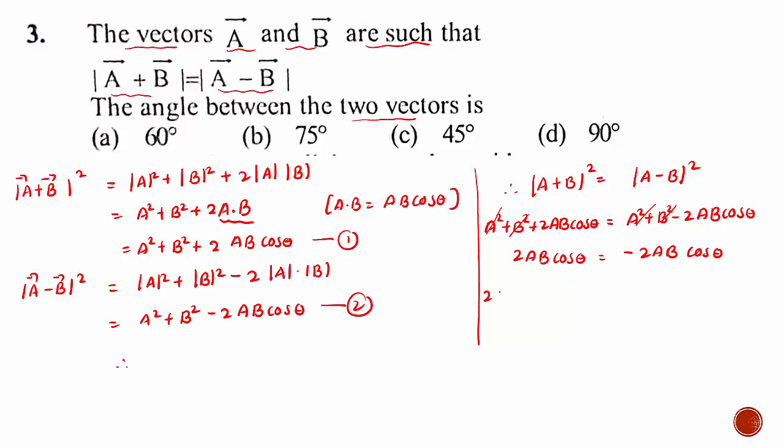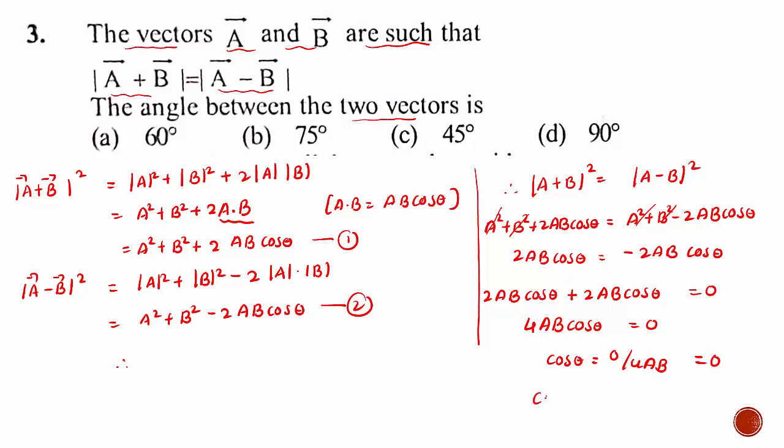Or we can write this equation as 2AB cos theta, keep as it is, minus 2AB cos theta we can take on LHS side. It will become plus 2AB cos theta is equal to 0. So 2AB cos theta plus 2AB cos theta will be how much? 4AB cos theta is equal to 0. Or we can write cos theta equal to, remaining terms we can take on RHS side. So 0 divided by 4AB means what? 0. So we got cos theta equal to 0.